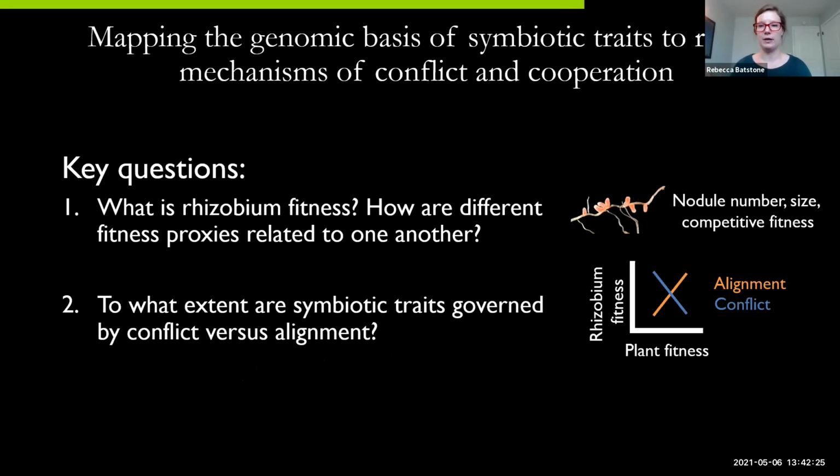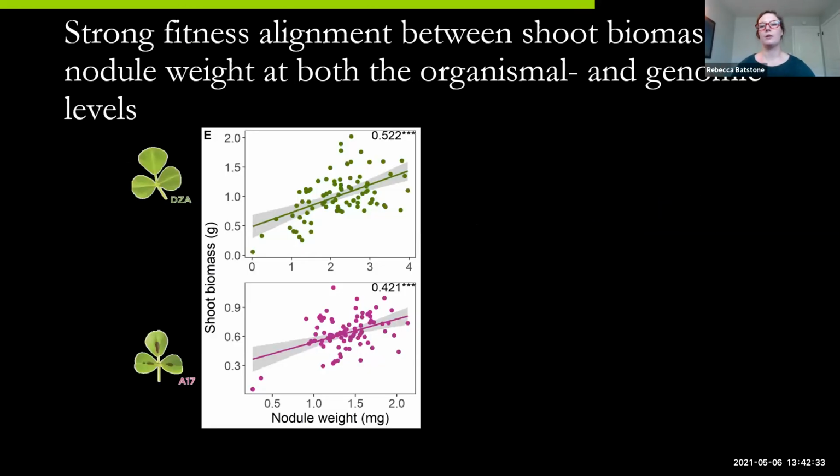So let's move on to our next question. Are host and symbiote fitnesses aligned, conflicting, or unrelated? Here are the results when we regressed shoot biomass, which is our proxy for plant fitness here, and one of the rhizobium fitness proxies, which is nodule weight. So you could see that on both of our host lines, our fitness proxies were positively genetically correlated, suggesting that fitness alignment seems to be prevalent, at least for this particular trait pair.